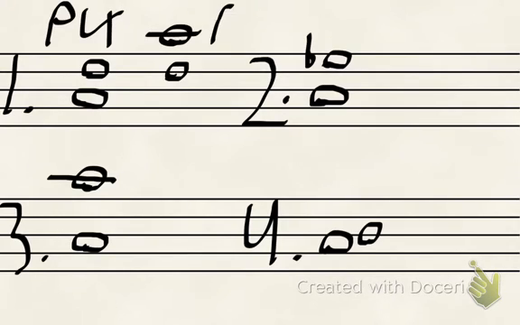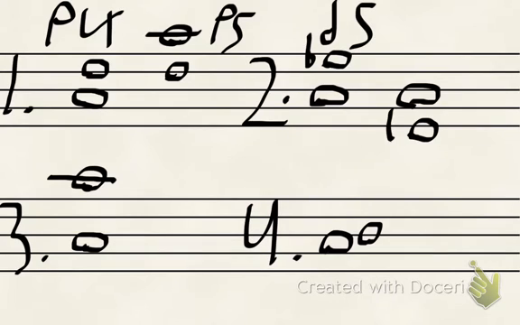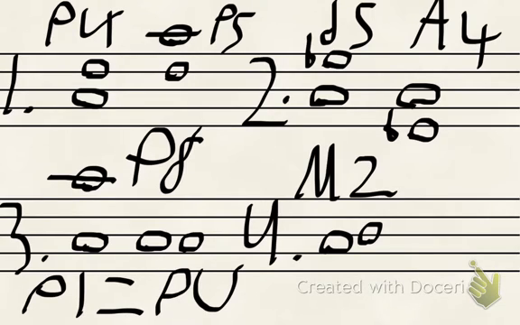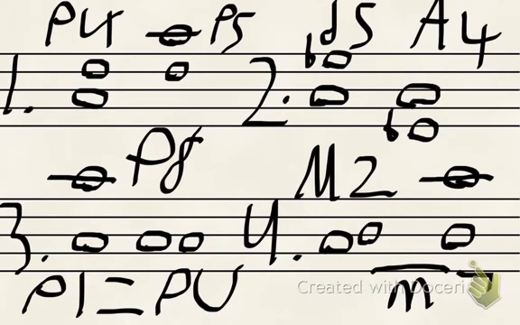For the first interval, you should have gotten a perfect fourth and inverted it to be a perfect fifth. For the second interval, you should have gotten a diminished fifth and inverted that to be an augmented fourth. For the third interval, you should have gotten a perfect octave and inverted it to be a perfect unison. For the fourth interval, you should have gotten a major second and inverted that to be a minor seventh.